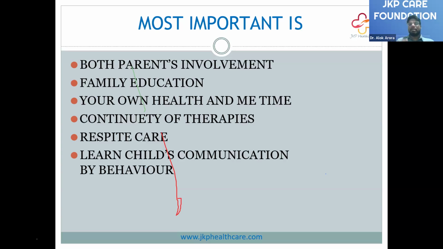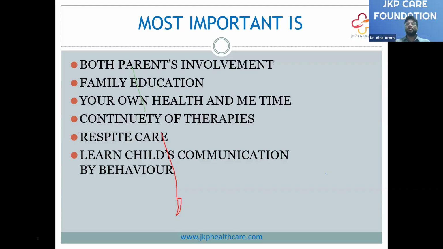But if the child is in the habit, after 15 days, of spending 1 day with mother, with grandmother or grandfather, or with uncle or auntie, the child is in the habit of that. So then it is easy for the family members to handle the child. It's easy for the child also to be handled. So respite care is important.